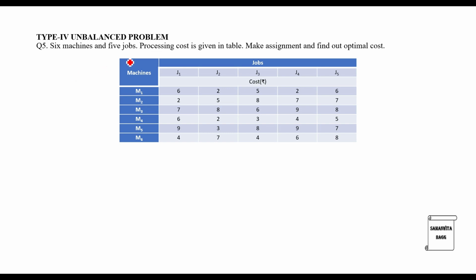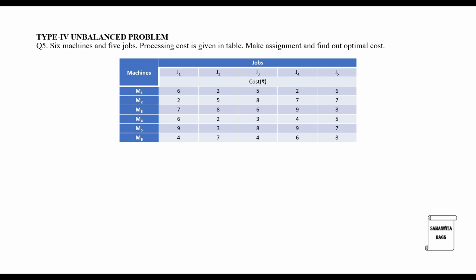6 machines and 5 jobs. Processing cost is given in the table. Make assignment and find out optimal cost. So here you can see there are 6 machines and there are 5 jobs. Obviously the numbers are not equal, hence we are talking about an unbalanced problem in assignment model.